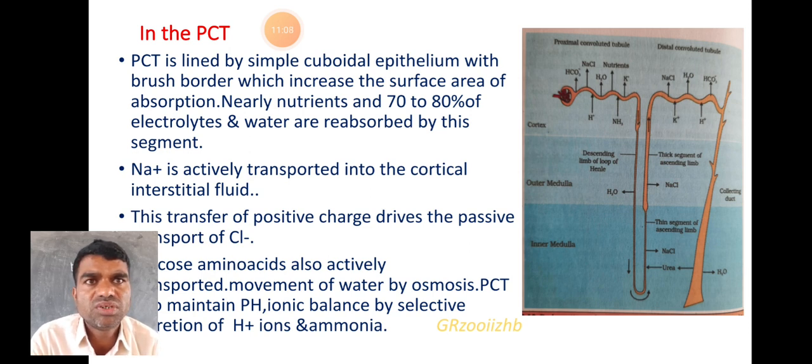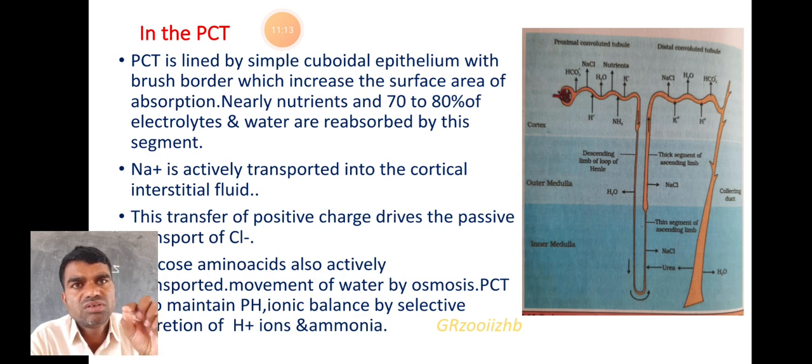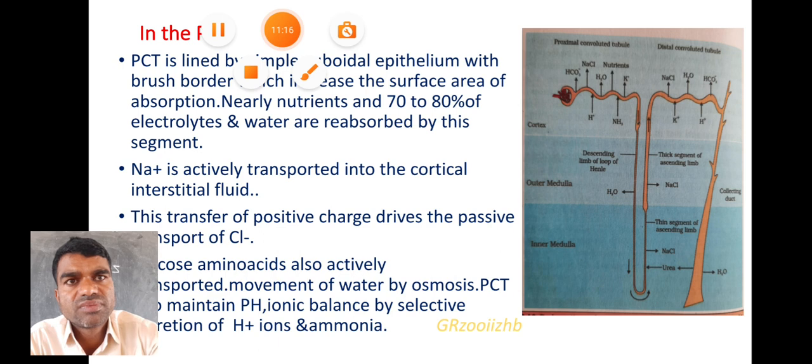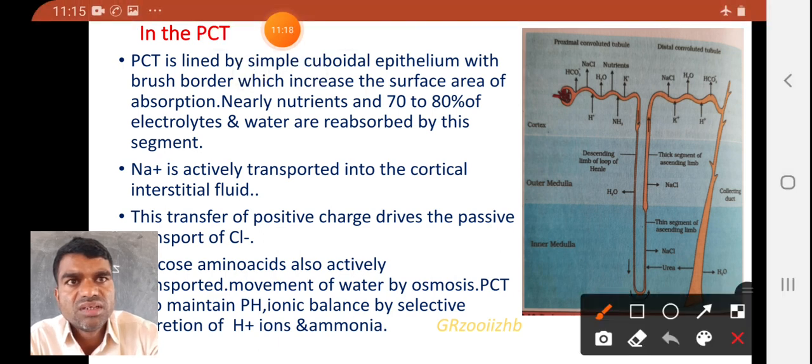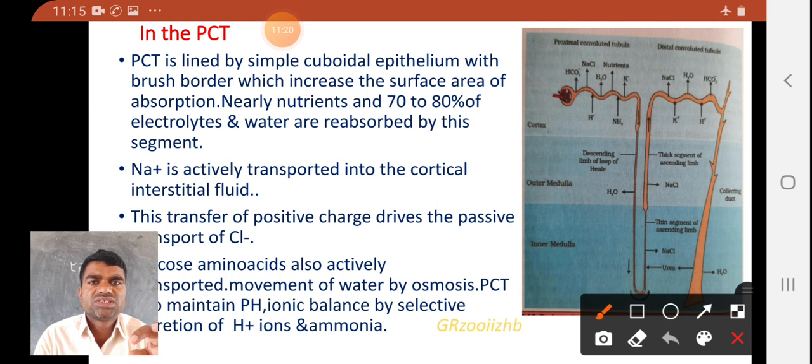The PCT is lined by simple cuboidal epithelium with brush borders. These brush border-like structures increase the surface area for absorption. Nearly all nutrients and 70 to 80% of electrolytes and water are reabsorbed by this segment. About 80% is reabsorbed here.